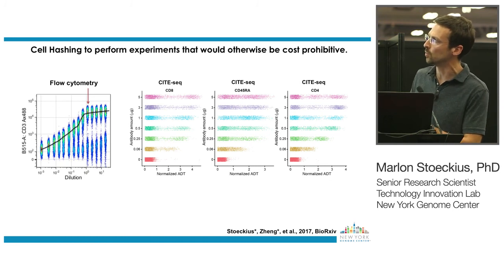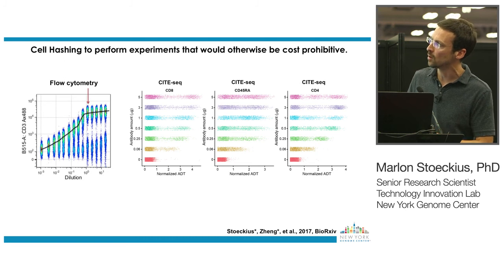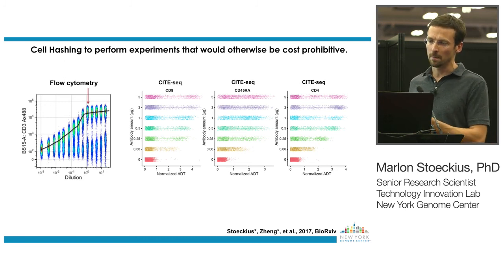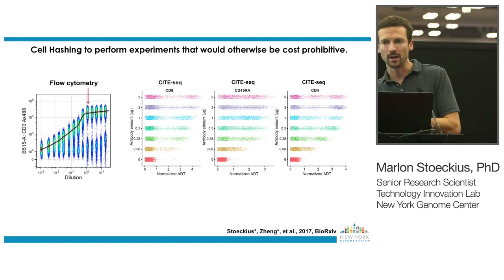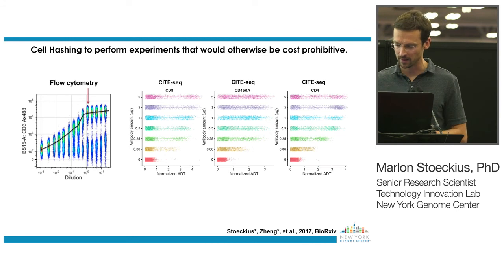And this is what we did for a few antibodies. And you see that you get really nice comparable profiles to what you get for flow cytometry. But overall, the recommended concentrations for the antibodies are very similar to what we see also in CITE-seq.